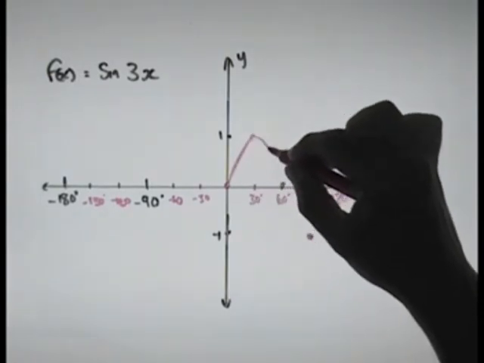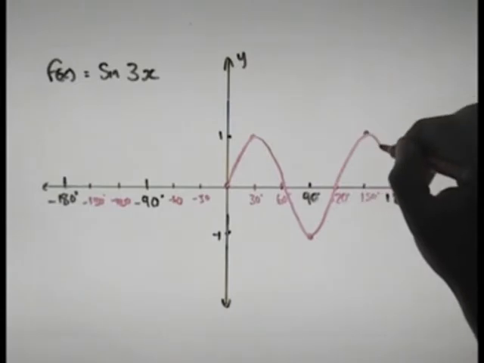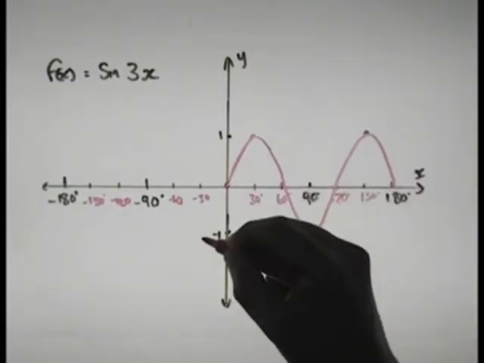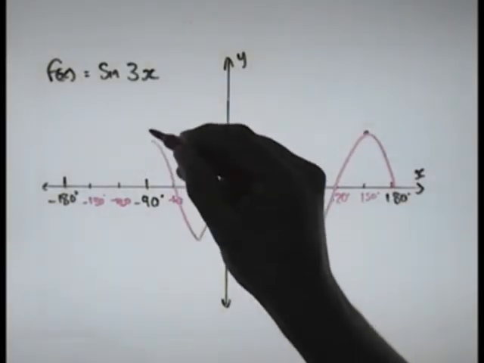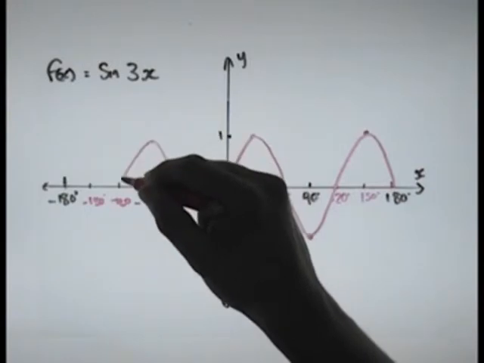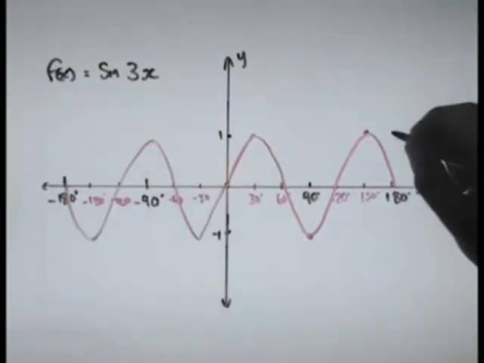That means that our graph is going to look like this. Basically 3 times as many waves as the standard sine graph. Oh, and don't ever forget to label it.